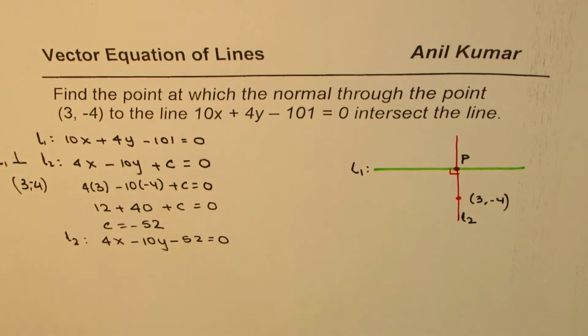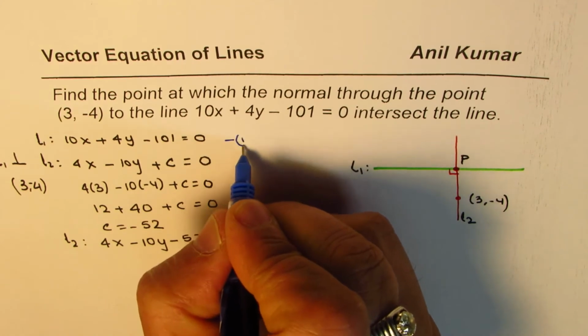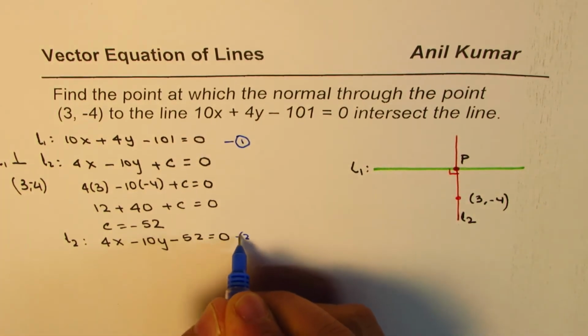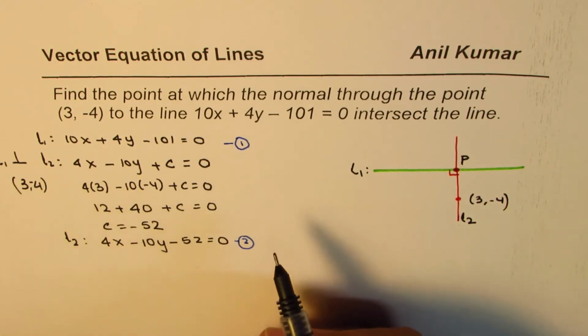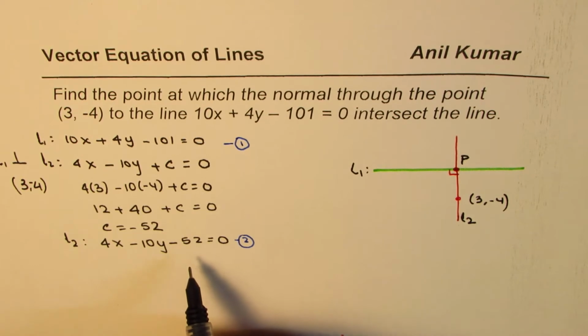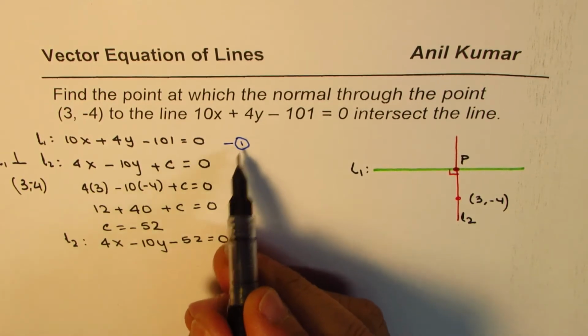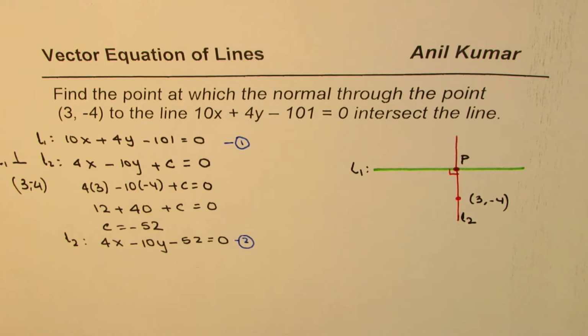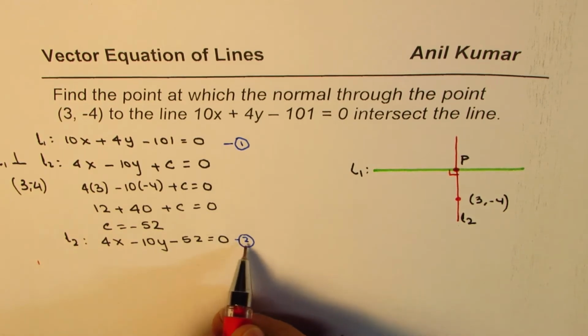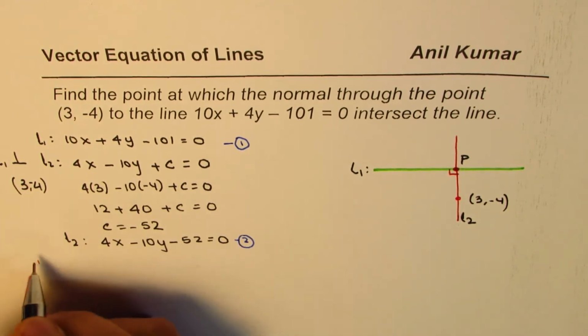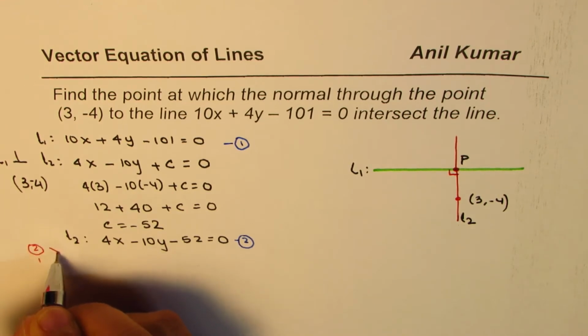So now we have the equations of two lines. L1, let's say the equation is 1, and L2, let us say equation is 2. We need to find the point of intersection. It is a question of substitution and elimination. We have a system of equations, so we can do elimination. Let me multiply the second equation by 5.